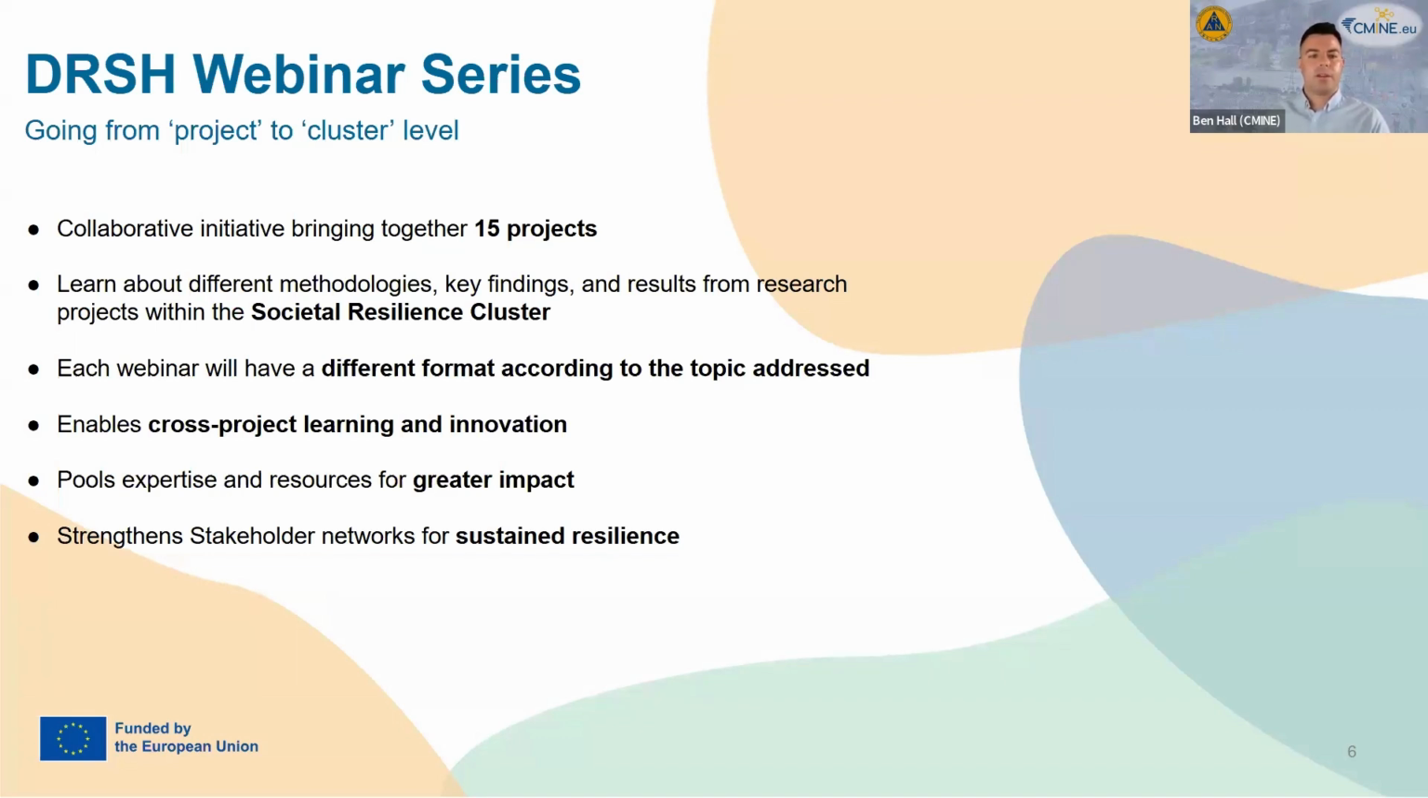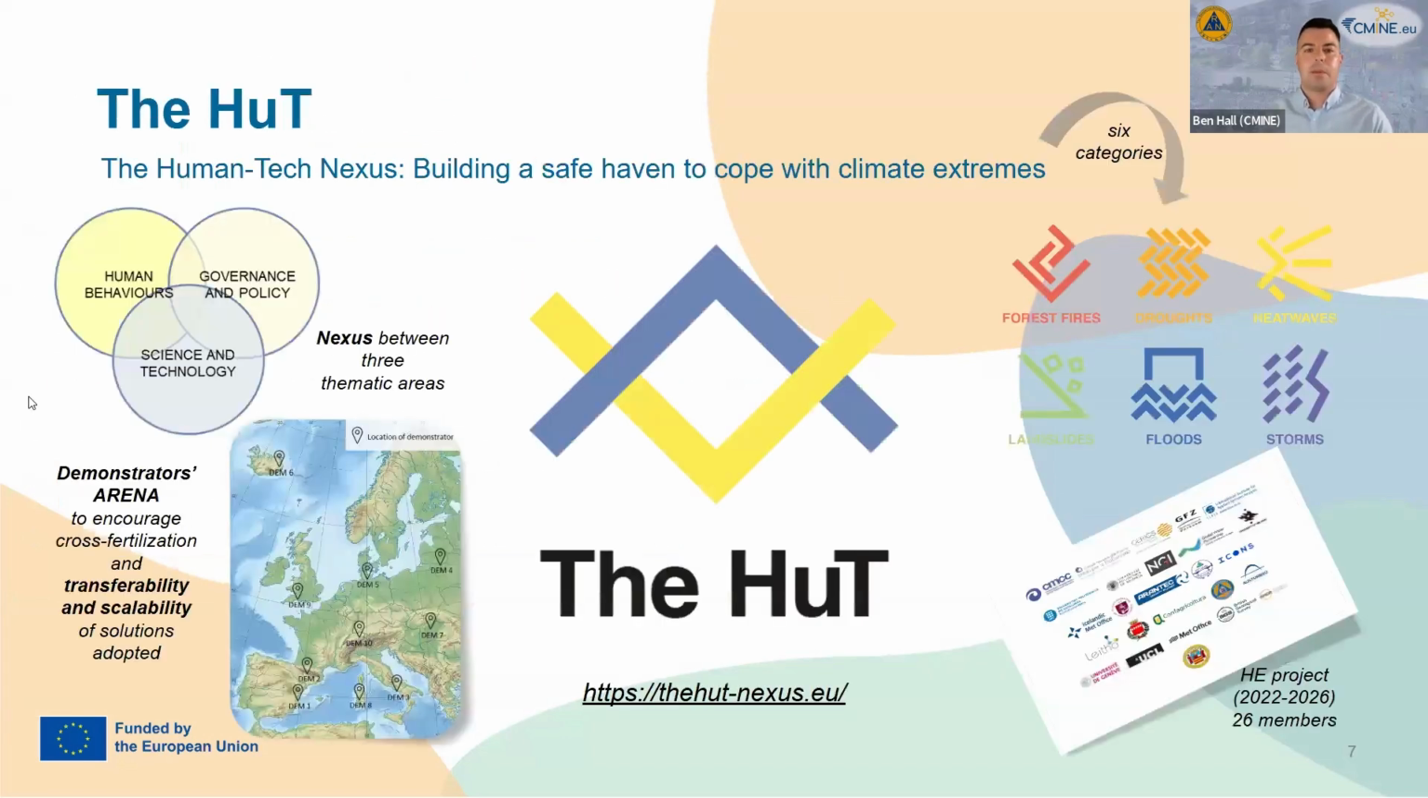So before I hand over to the projects, I'm just going to give you a bit of a brief about what they're both about. So as said earlier, first of all, we've got the HUT. The HUT's a 4-year Horizon Europe project, which started in October 2022. It stands for the Human Tech Nexus, building a safe haven to cope with climate extremes. It's a nexus between 3 thematic areas: human behavior, governance and policy, and science and technology. It covers 6 categories of climate extremes.